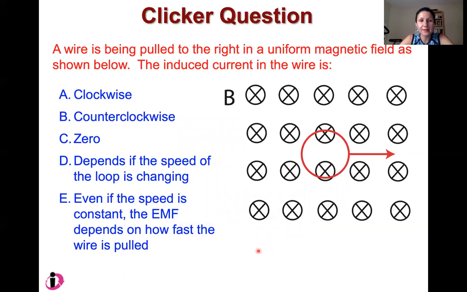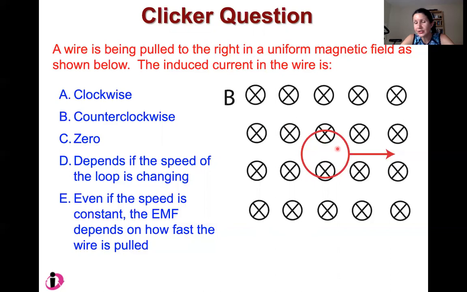All right, so think about this. As you're thinking about it, you should always think about the three things that can change: magnetic field, area, or angle. So here, is the magnetic field changing? No, the magnetic field is uniform. You're not cranking anything up. You're not moving magnets around, so it's uniform. The magnetic field is not changing.